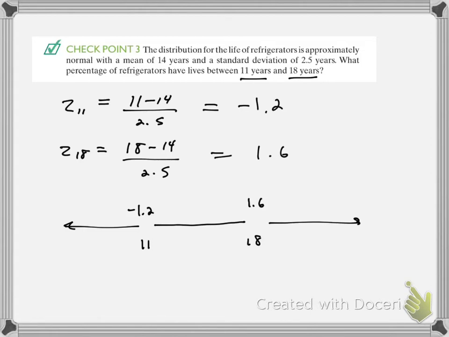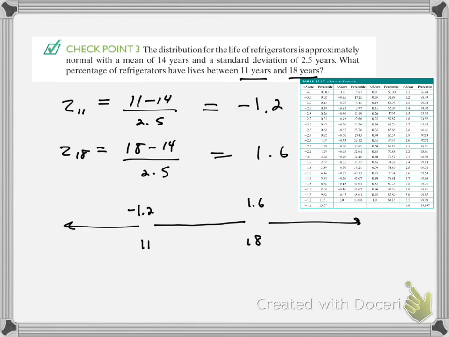Using my table, if I go back to my table, if I look at negative 1.2, I'm trying to find it here. It's kind of hard to read and blurry. I'm sorry about that. That's right here. That corresponds to 11.51 percentile. Okay, so this corresponds to an 11.51 percentile. And then this one, 1.6, corresponds to 94.52 percentile.